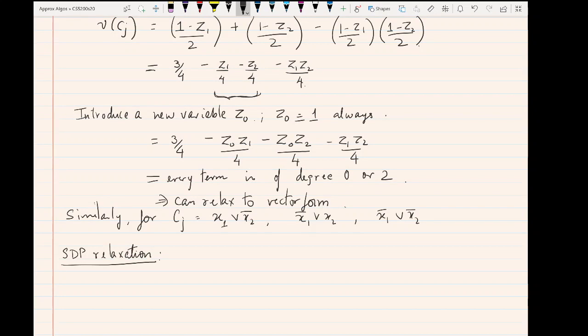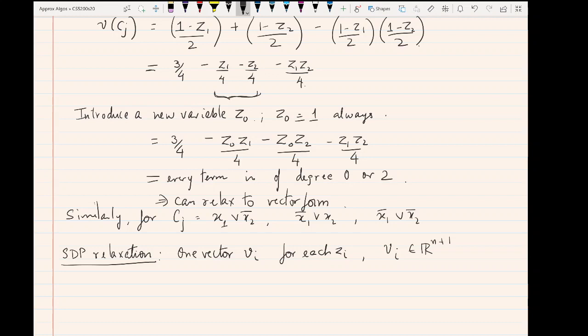If we move on to the SDP relaxation, the objective will involve the sum over these clauses of the value of the clause, and we'll replace all of these quadratic terms by inner products. So introduce one vector vi for each zi, where, notice that because there are n+1 variables, the vectors lie in some n+1 dimensional space.